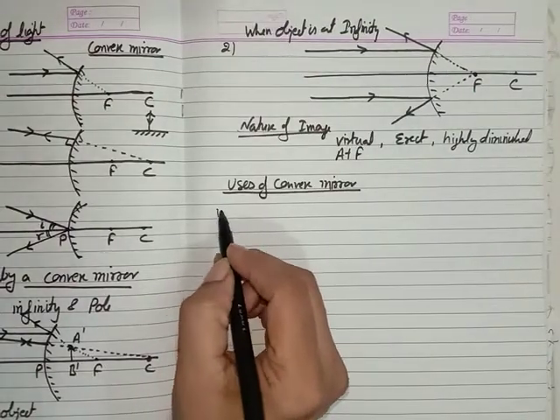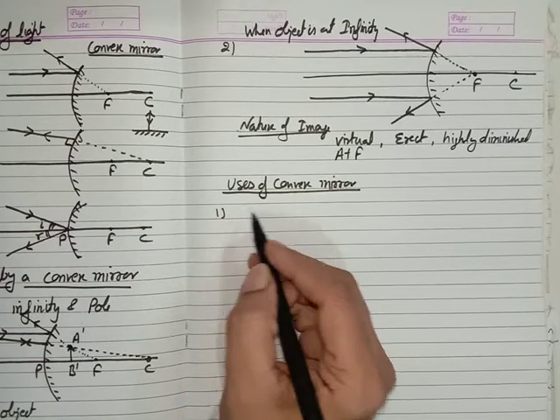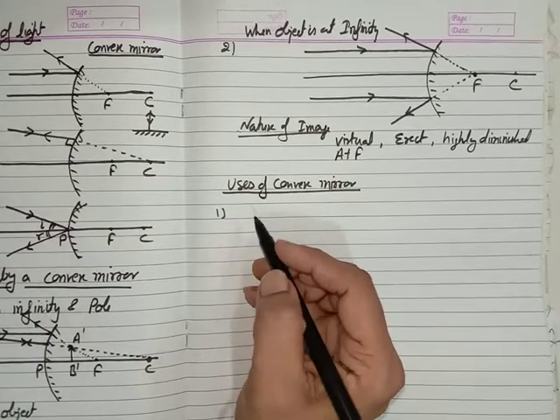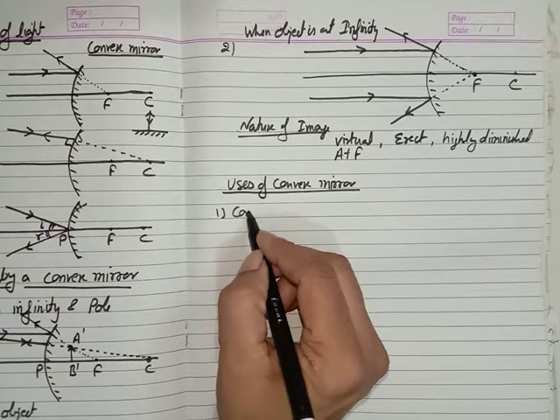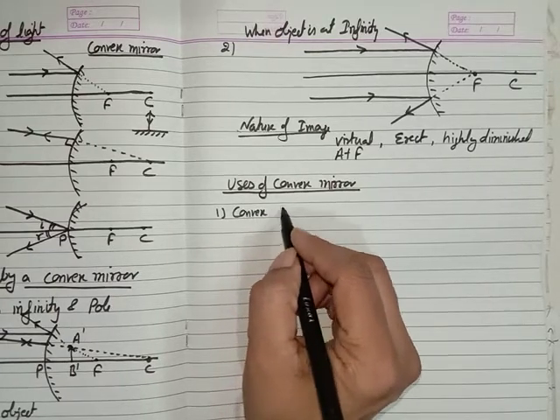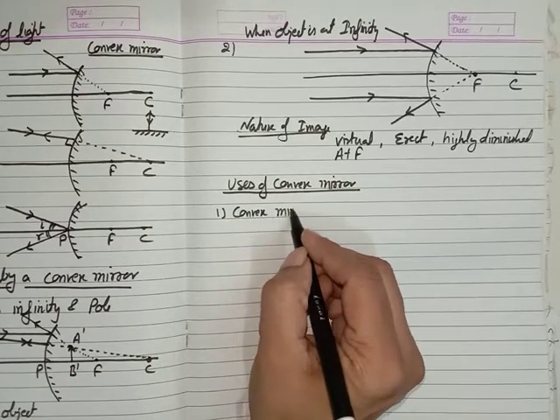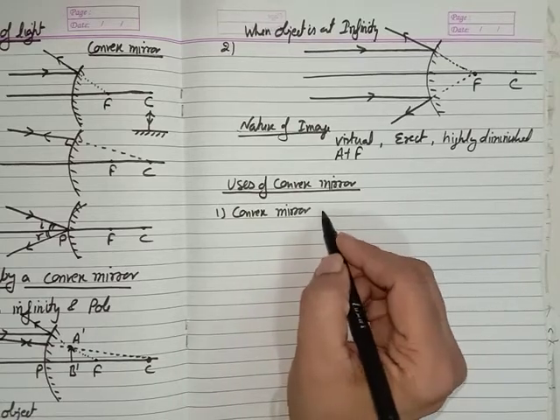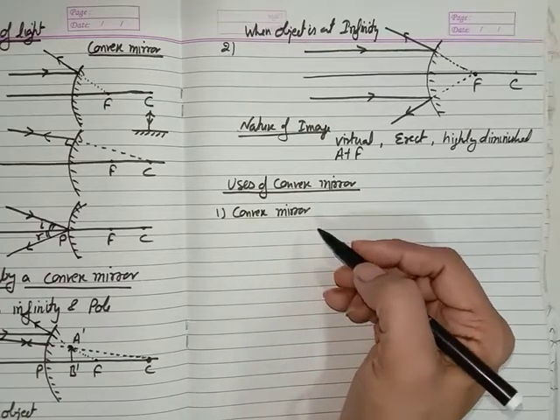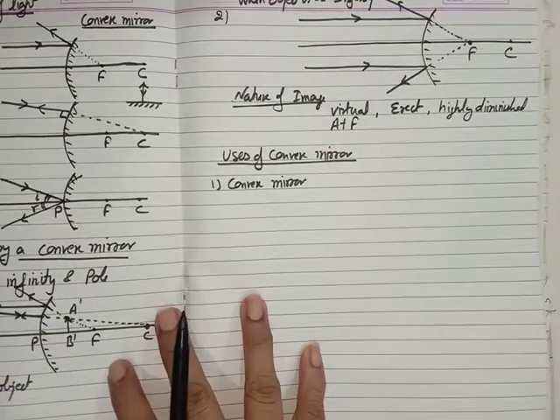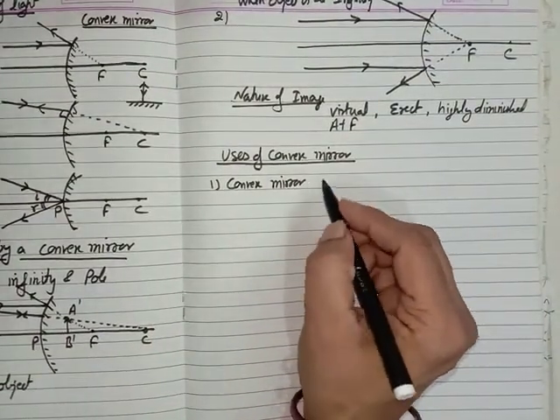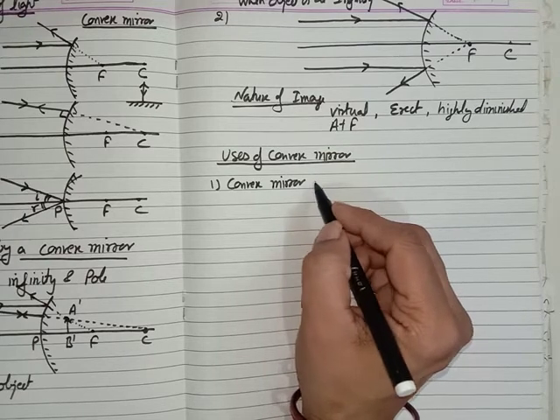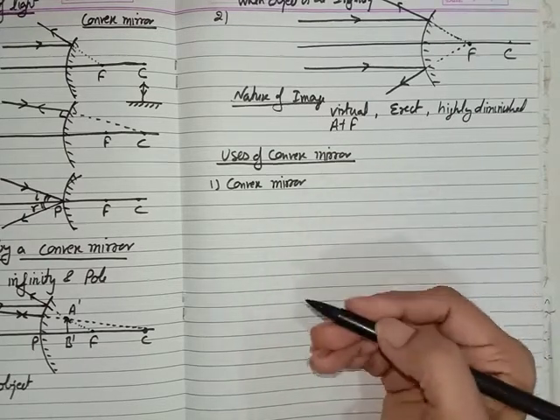The first use of convex mirror: we use it as a rear view mirror. So I am writing here convex mirror. I will explain why we use this mirror as a rear view mirror. You know what is a rear view mirror? Rear view mirrors are the mirrors which we use in our vehicles. The convex mirror is used to look at objects which are behind us.